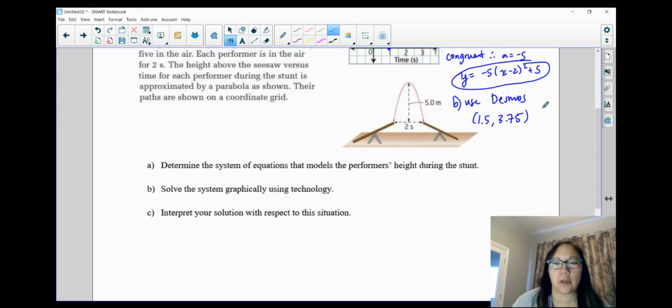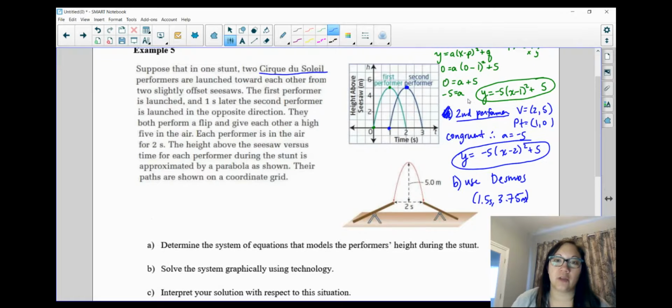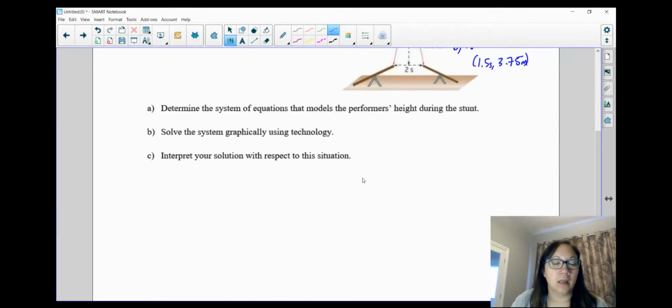Now, really, we should put units on this. The 1.5 was time in seconds, and the 3.75 was height above the seesaw in meters. And truly, back here, even when I wrote my equations, I used y's and x's. I probably should have changed those to h's and t's because of the context of this graph. So my y's really probably should be h's, and my x's really should be t's.